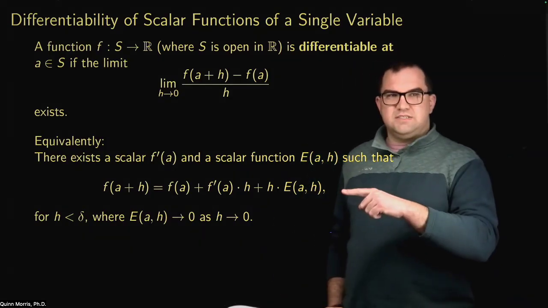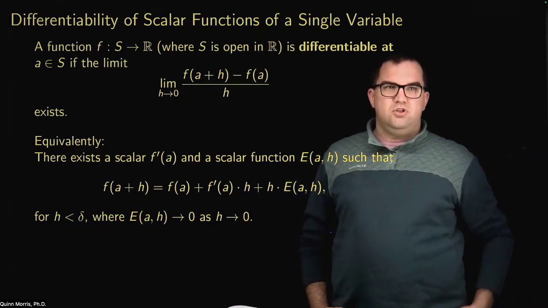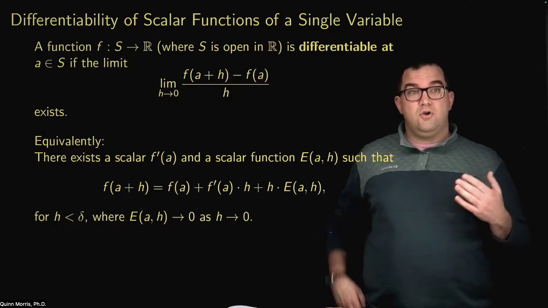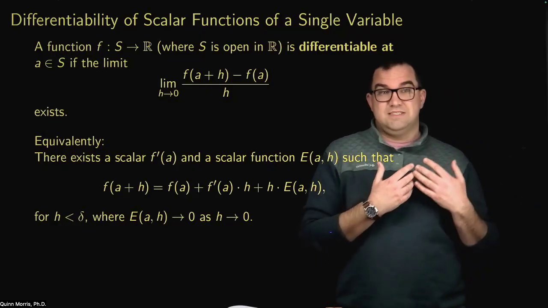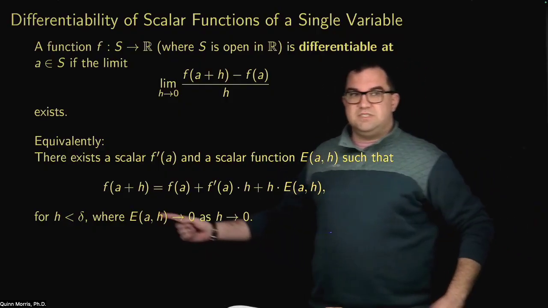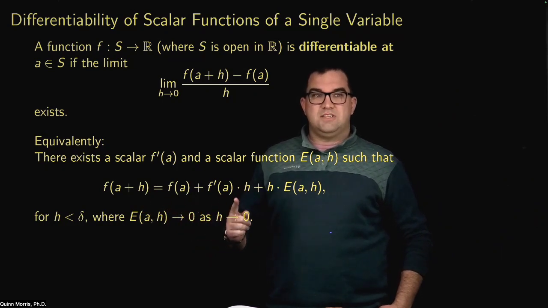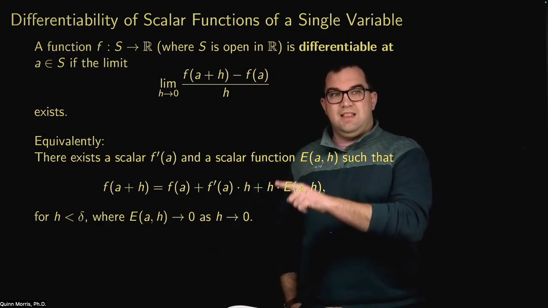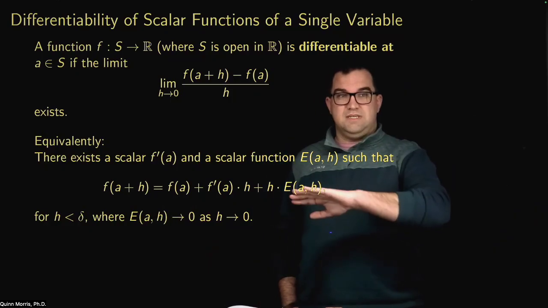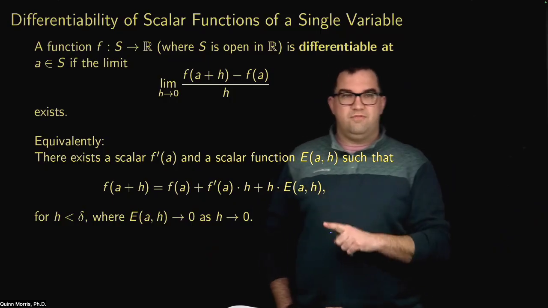If we look at this expression to try and make sense of it, the first thing you might notice is that this looks like a first-order Taylor approximation, or just a linear approximation. If you ignore this last term here, this just says f of A plus H is equal to f of A plus f prime of A times H. This last term here is like an error term. This really represents the amount that your linear approximation is off from the true value of the function.